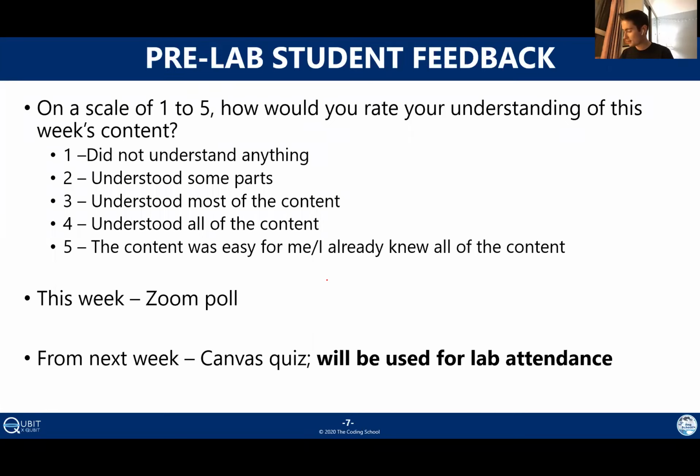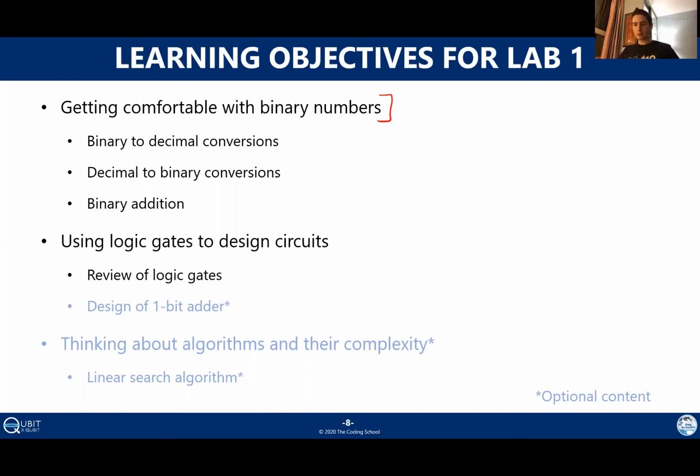Okay, so let's talk a little bit about what we're going to do in today's lab session. First of all, we're going to get started with some exercises on binary numbers. I'll talk a little bit more about why this is important for both classical and quantum computing when we get into that section. We'll cover binary to decimal conversions, decimal to binary conversions, as well as how to carry out binary addition by hand. The second major topic is going to be on logic gates.